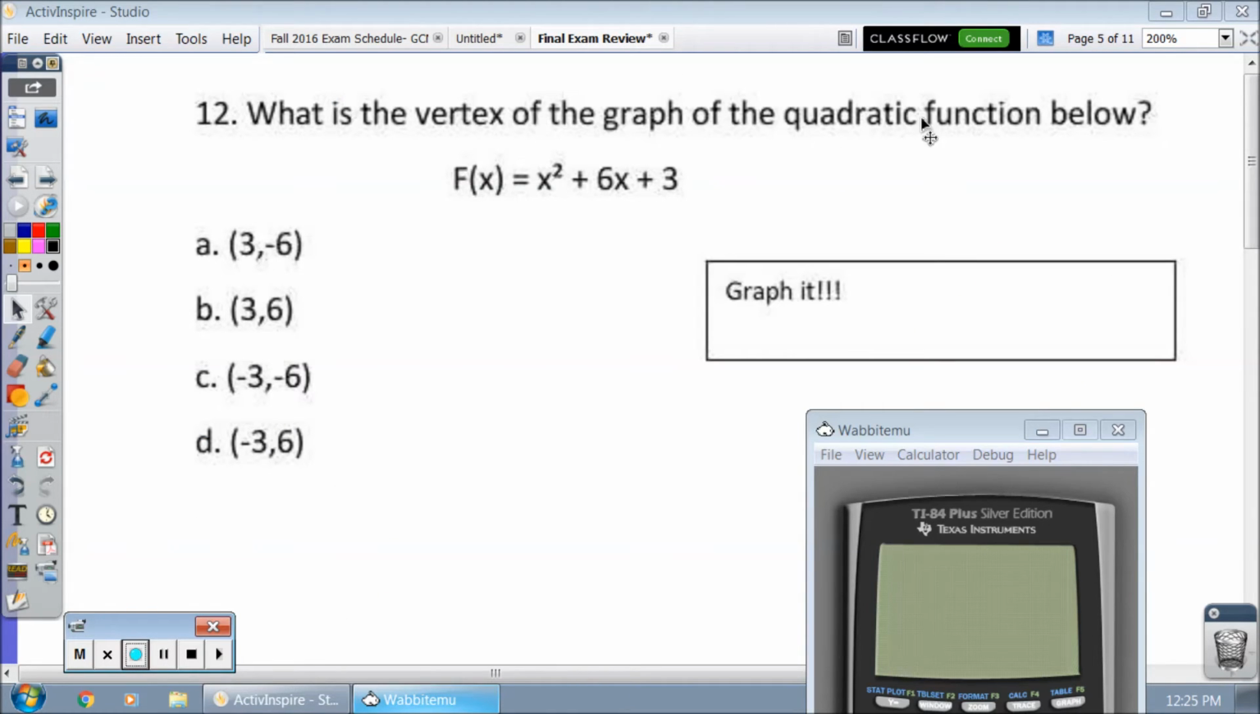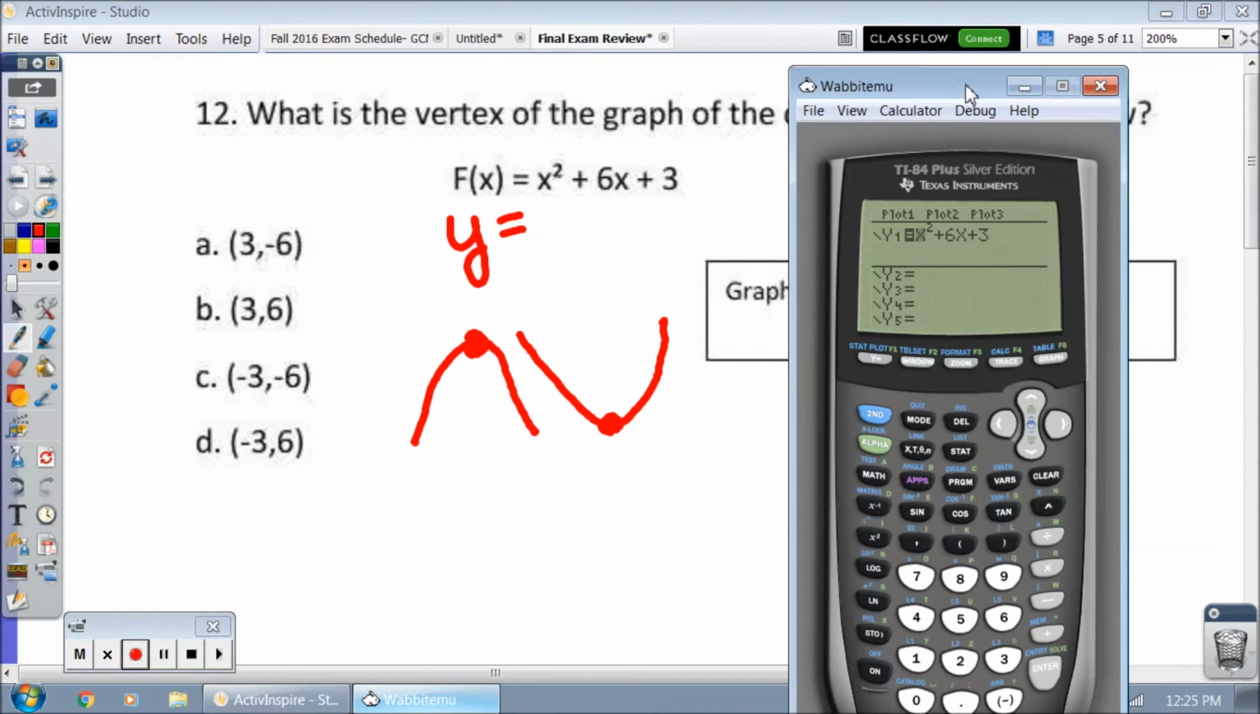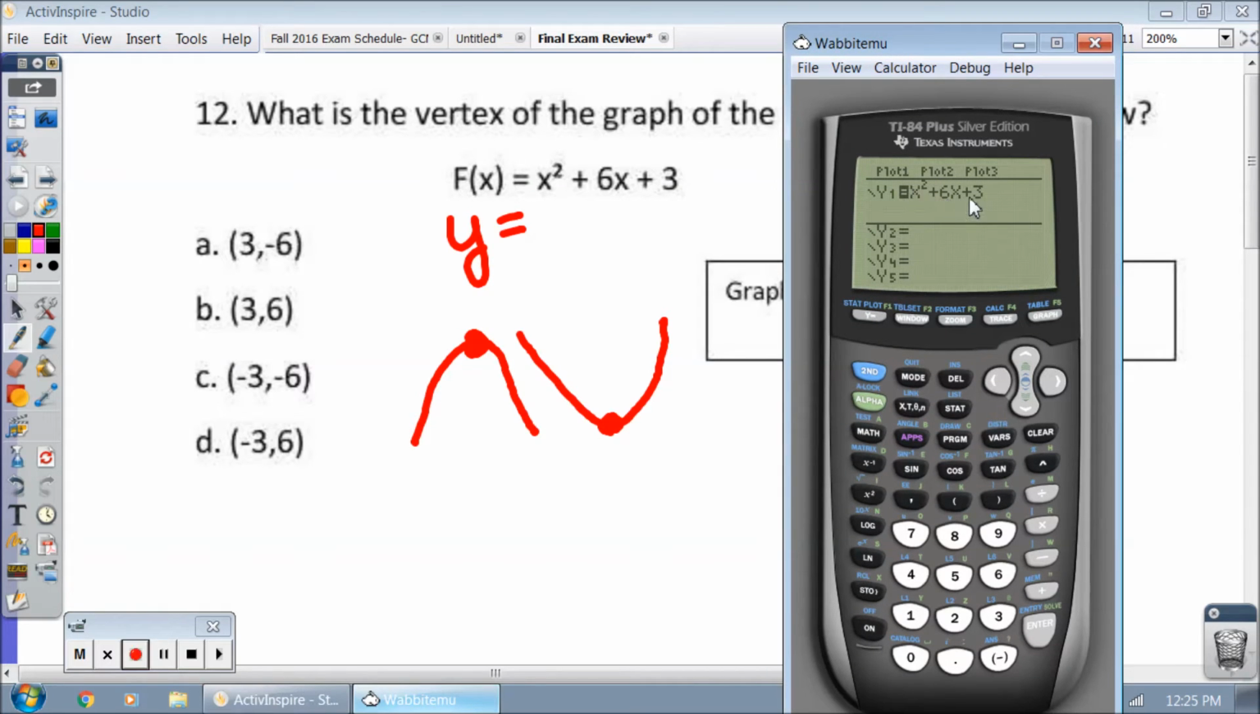12, what is the vertex of the graph of the quadratic function? So the vertex, remember there's two types of vertices. There is a maximum vertex, which is the highest point, and then there's a minimum vertex, which is going to be the lowest point. So anytime they give me an equation, I'm going to graph it in y equals. So I have x squared plus 6x plus 3. I'm going to graph that. And if you look, there's a vertex right here.